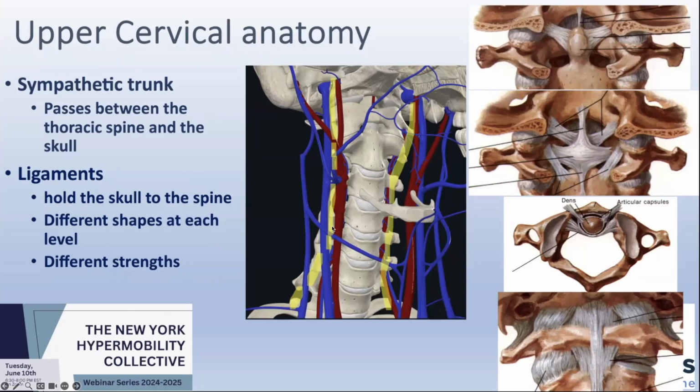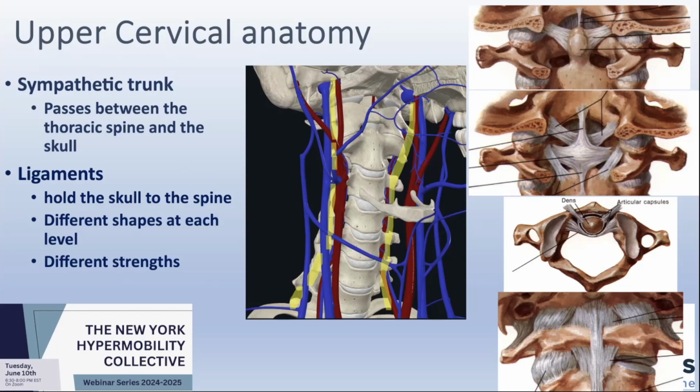Now, the sympathetic trunk happens to be one area that seems to be very poorly understood, but everybody has one, and you need that balance. That runs right up on the outside edge of the spine and ultimately terminates in smaller nerves that go into the brain.